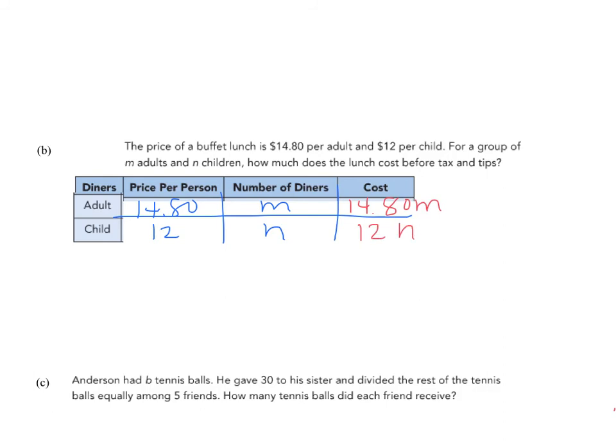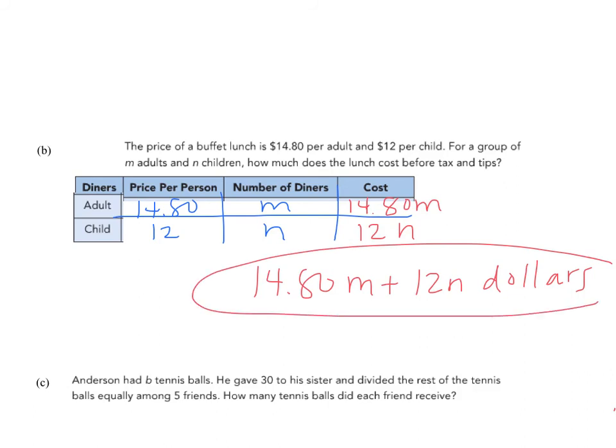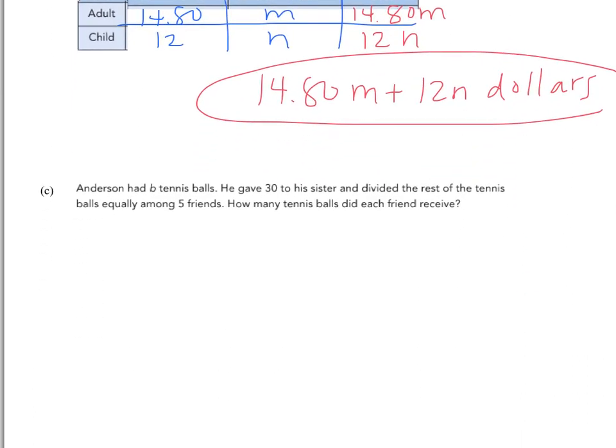All right, so now we want the total cost, so it's going to be $14.80 M plus $12N dollars. And that's it. That's your answer for that one. Okay, C's the last one. I'm going to have you work on it on your own, and then I will come back to it.